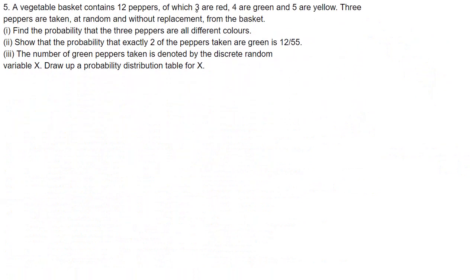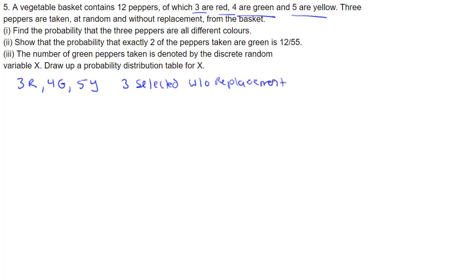All right, number 5, we got a vegetable basket. It's got 12 peppers. 3 are red, 4 are green, and 5 are yellow. 3 peppers are taken at random without replacement from the basket. So we've got 3 R's, 4 G's, and 5 Y's, 3 selected. And the first thing they want to know is what's the probability that the 3 peppers are all different colors?